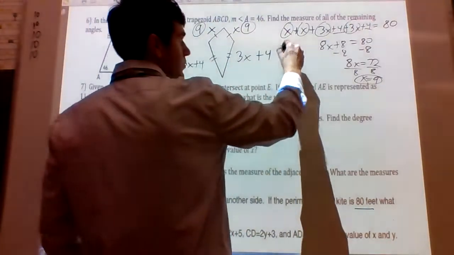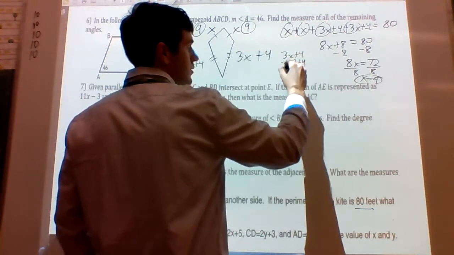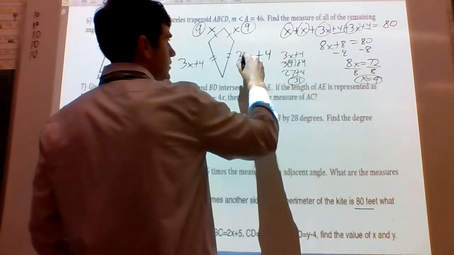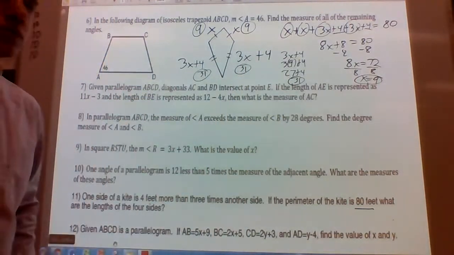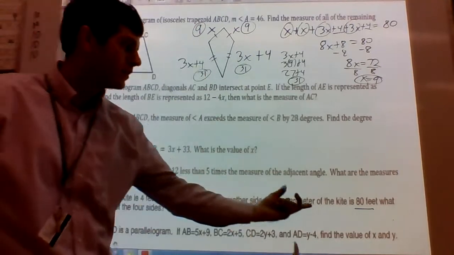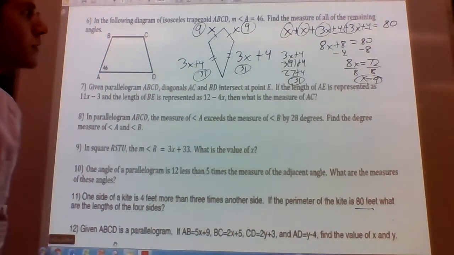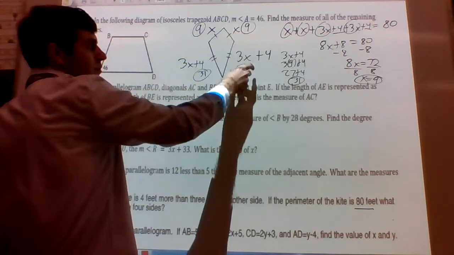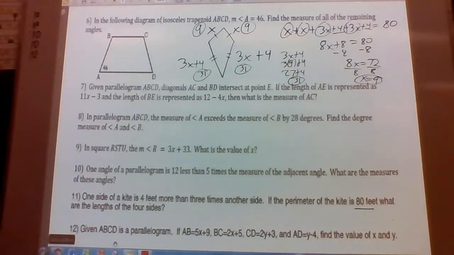And then 3x plus 4, that's 3 times 9 plus 4, which is 27 plus 4, which is 31. So these sides are 31 and 31. 31 plus 31 is 62. 62 plus 9 is 71. 71 plus 9 is 80. Perimeter is 80, so we're good. So 4 more than 3 times the side, 3 times the side is 27, 4 more than 3 times is 31.